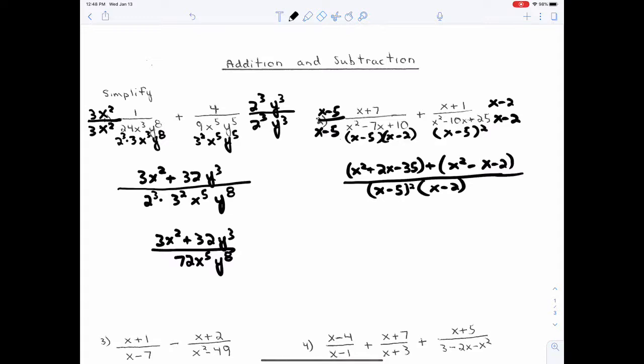And now we'll combine like terms. x squared plus x squared is 2x squared. 2x minus x is minus x. And negative 35 minus 2 is negative 37. And that's all over (x minus 5) quantity squared times (x minus 2).